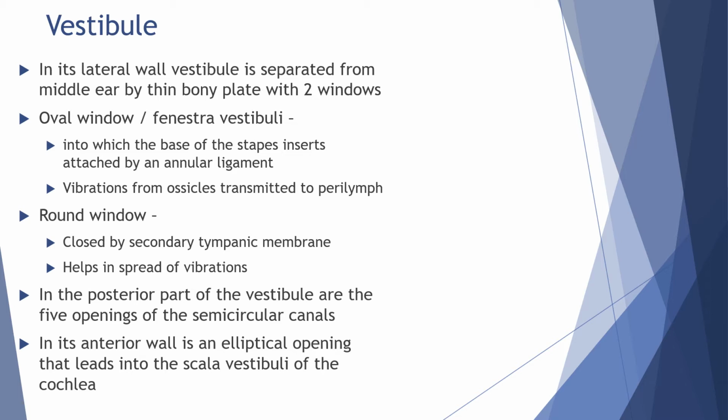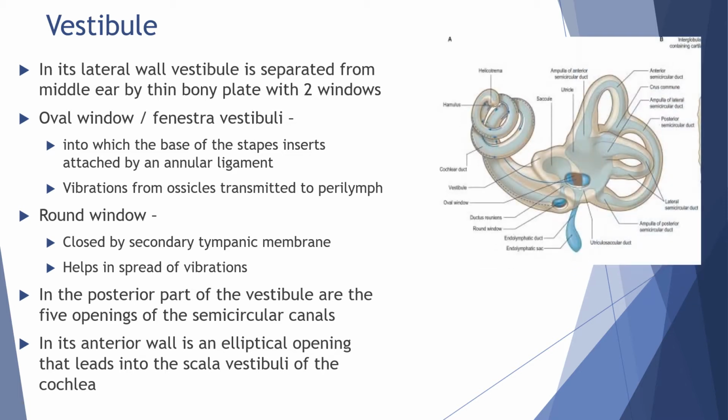In the posterior part of the vestibule are 5 openings of the semicircular canals. In its anterior wall is an elliptical opening that leads into the scala vestibuli of the cochlea. So here you can see this is the vestibule, and this is the round window and this is the oval window. This whole thing is the vestibule.